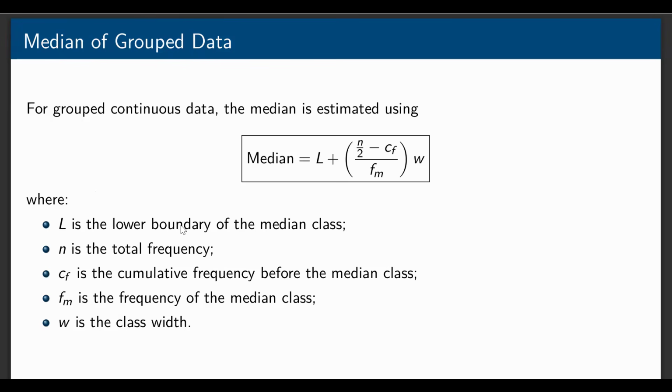L is the lower boundary of the median class. N is the total frequency. CF is the cumulative frequency before the median class. FM is the frequency of the median class. And W is the class width.